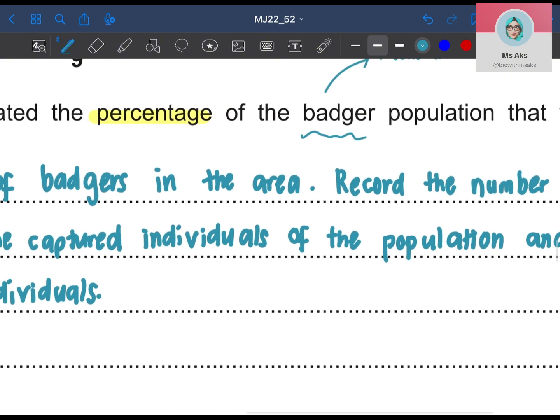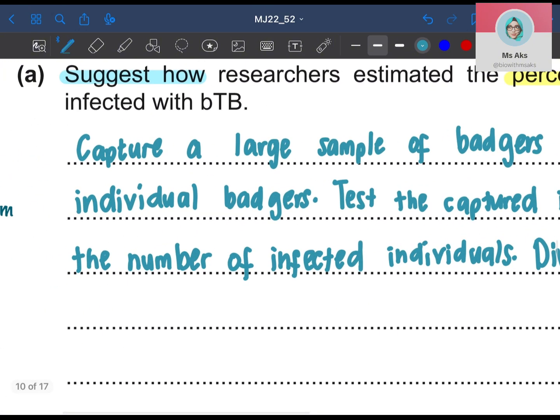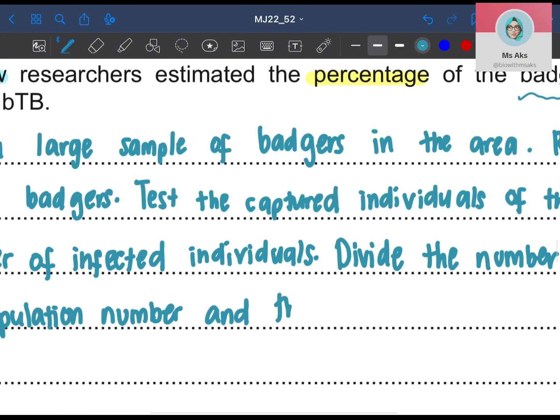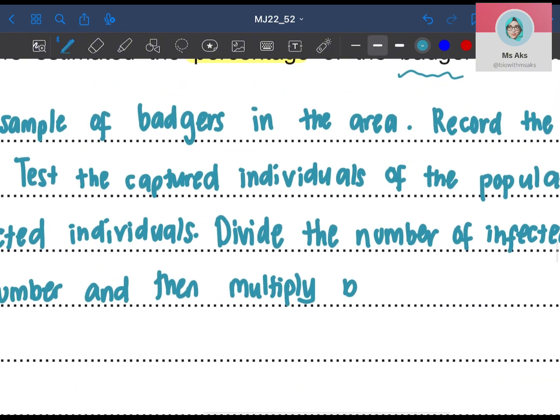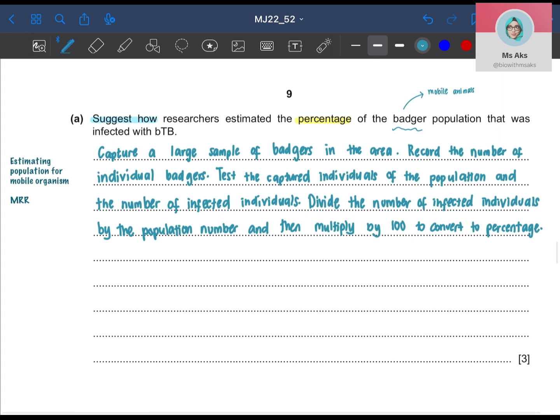And what we'll do next, we will divide that number of infected individuals by the population number and then multiply by 100 to convert it into a percentage. Okay, there you go.